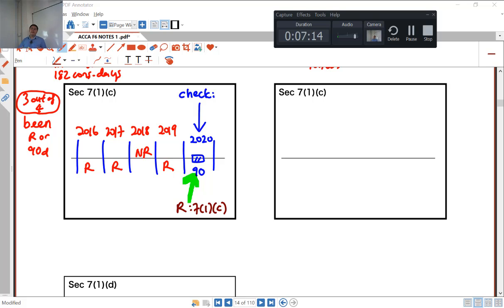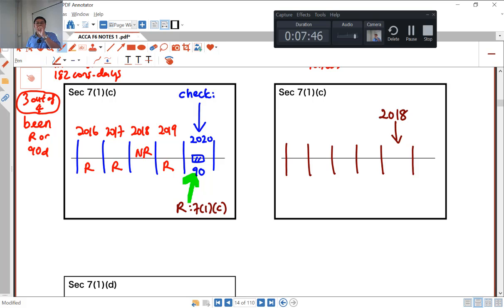Now, the pattern need not be only looking at the resident status or just the days. It can be a mixture of both, all right? Now, I'm just going to replicate something like that with another example. So let's try one more, okay? 1, 2, 3, 4, and this is the year. Let's say this is 2018, and looking back 4 years of assessment before 2018.